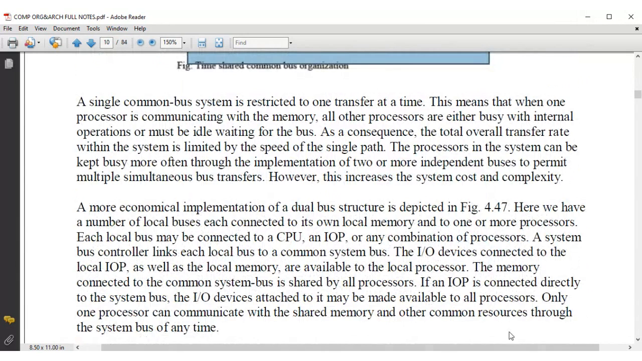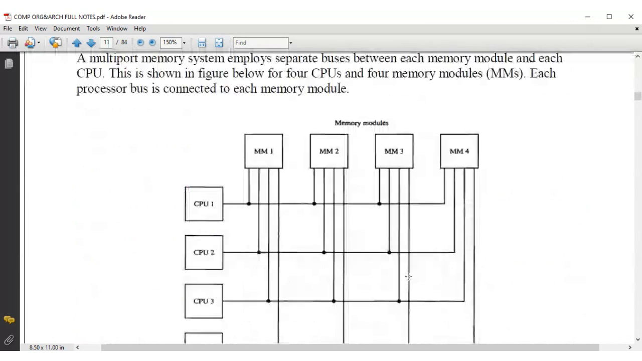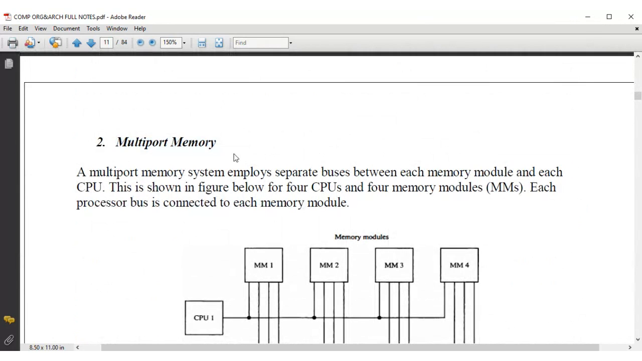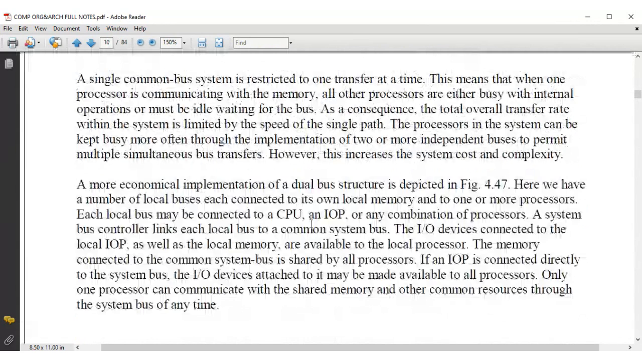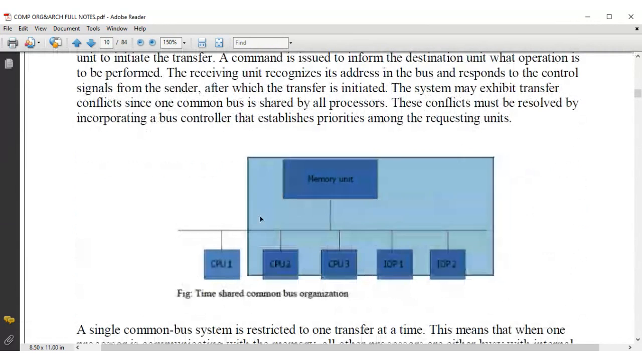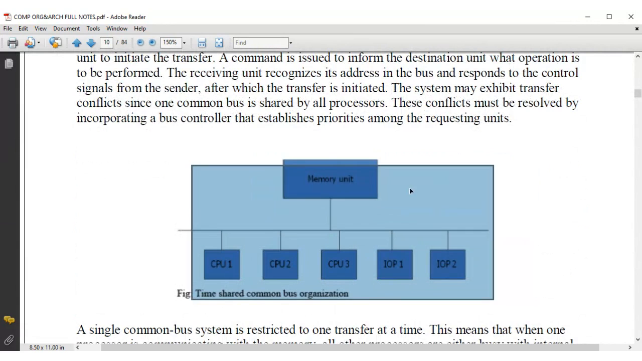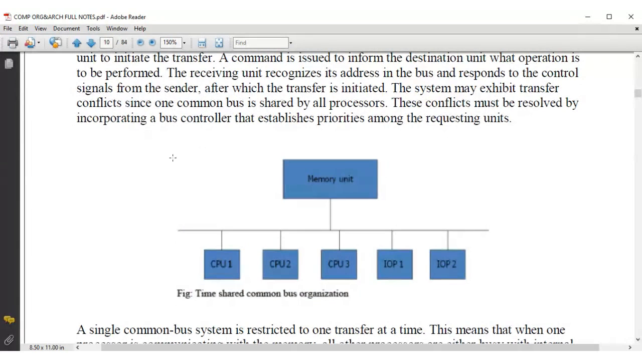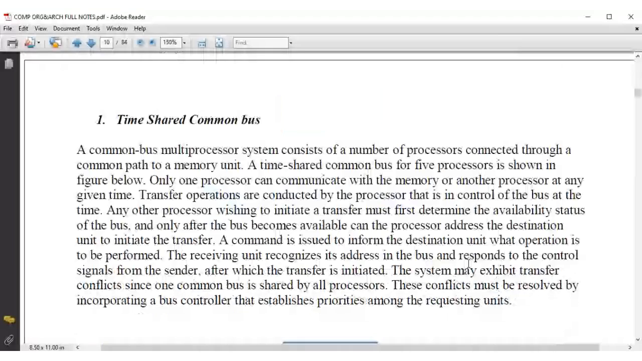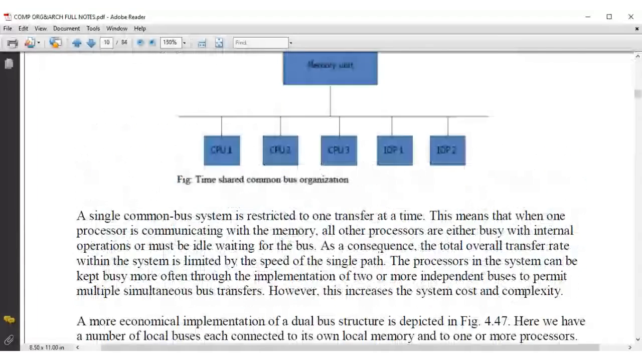Then now let's go to the other one, multi-port memory. Remember these, and you are able to explain all of them. This looks like a bus topology, and we've already discussed how it works. So, multi-port memory.